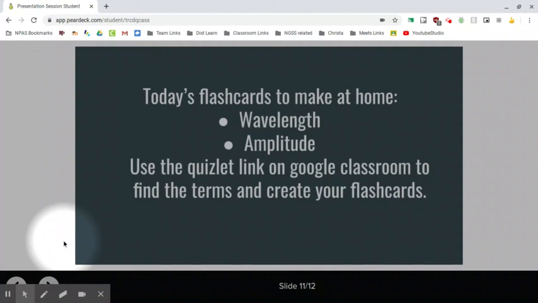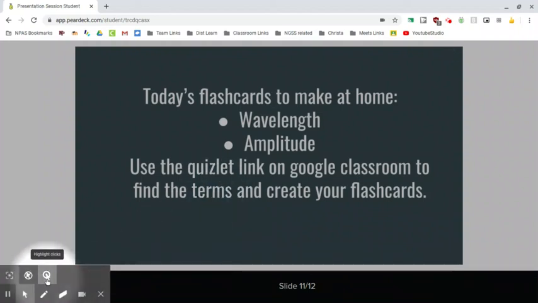Okay, today's flashcards to make at home: wavelength, amplitude. These are found on the Quizlet link on the Google Classroom. Please use those and create your flashcards. You can keep on practicing on Quizlet, but there's something to be said for writing it down, having it in your hands, giving it to a sibling or your parents and saying, quiz me, I want to know these cards. Just learn 2 words a day and keep on building on that rather than handing you 20 words. I don't want to give you that many words, so a little bit at a time. All right, let's turn my little flashlight off.